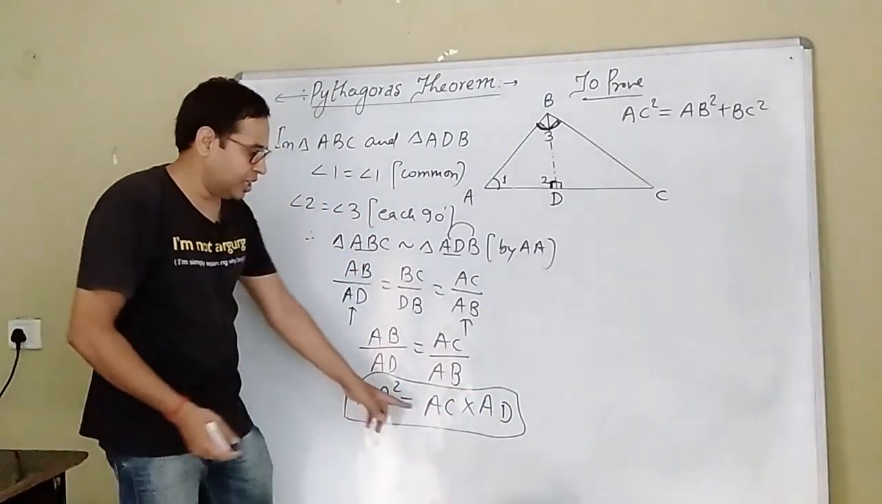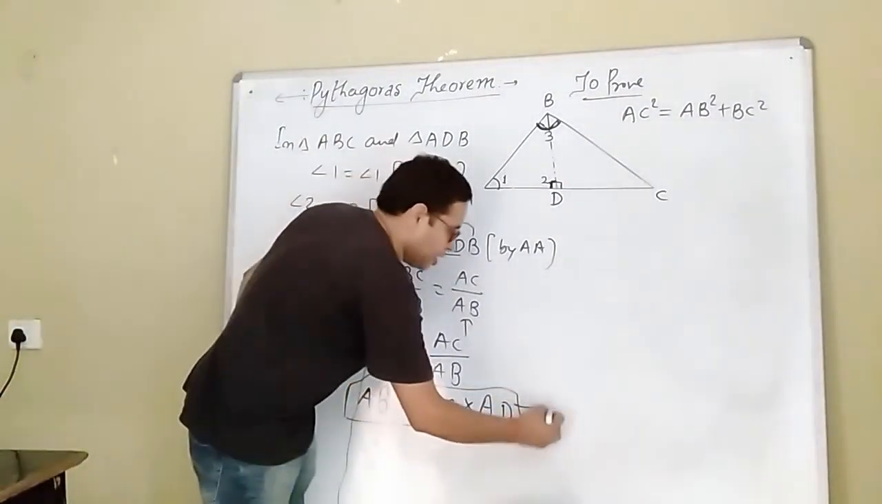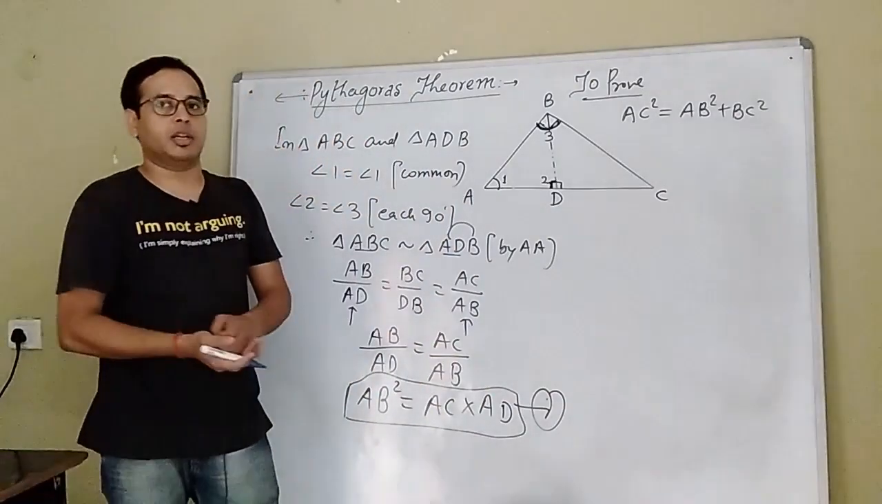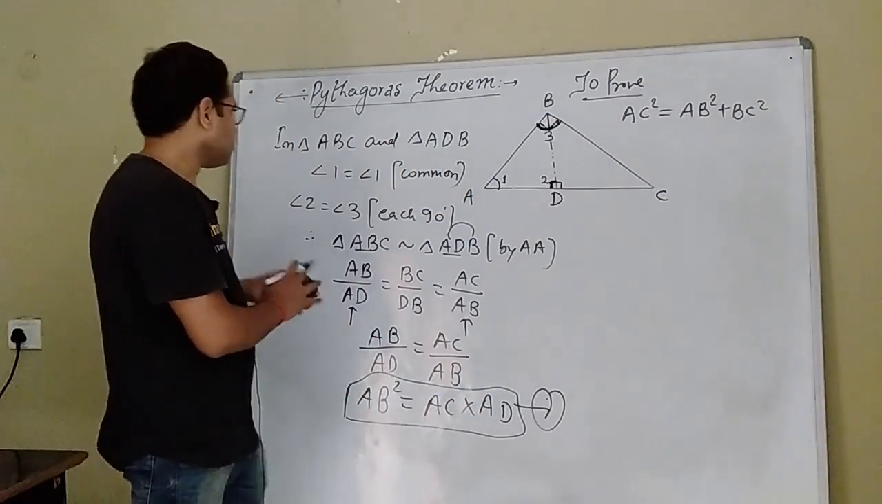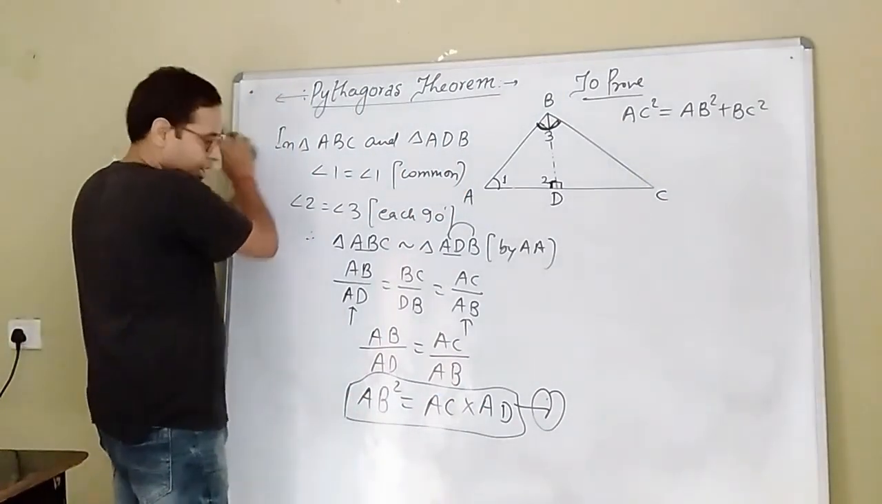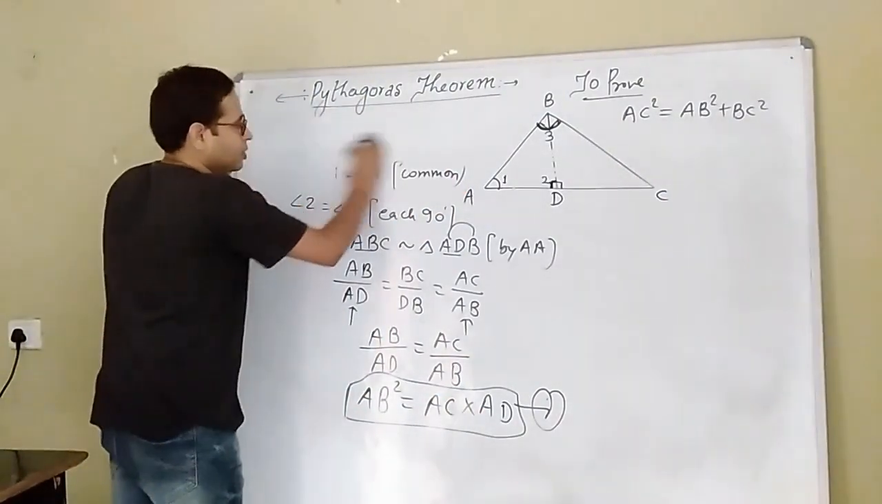AB square equals AC into AD. Let this be equation number 1. Isko maan lo equation number 1. Okay? I hope you have understood. Then secondly, we will prove, I'll write this equation number 1 somewhere else.